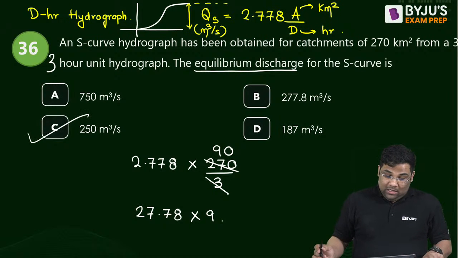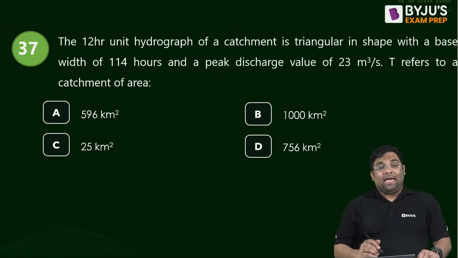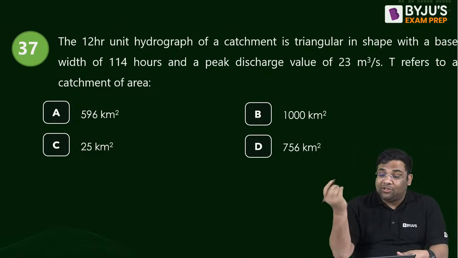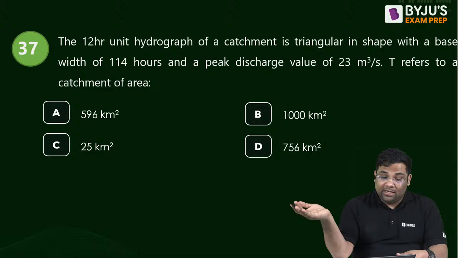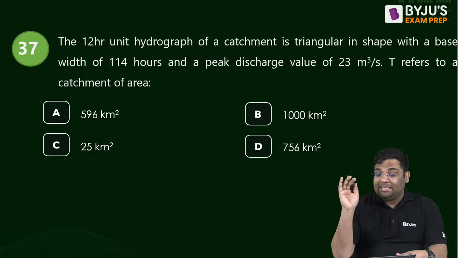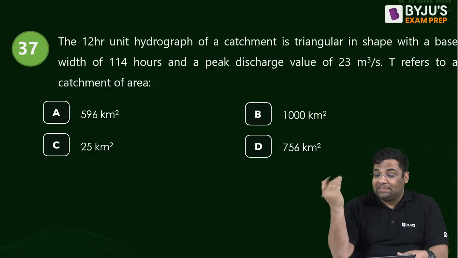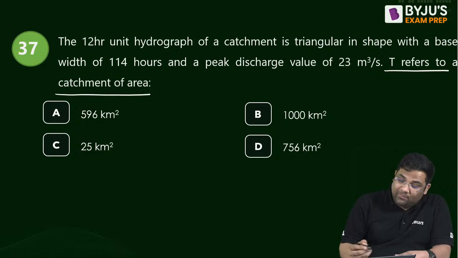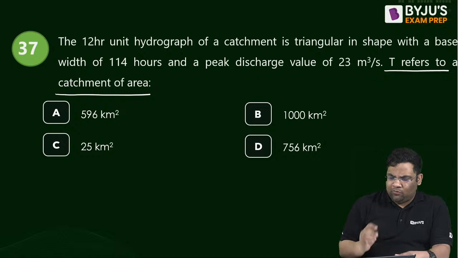Okay. So next question is, okay, answer this question. A 12-hour hydrograph of a catchment is triangular in shape with a base width of 114 hours and a peak discharge of 23 meter cube per second. Find the catchment area. How to find out the catchment area?